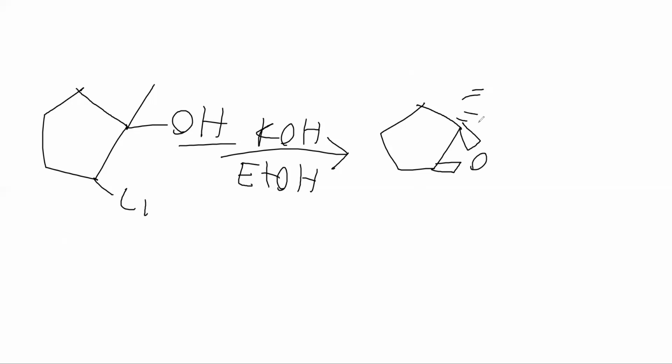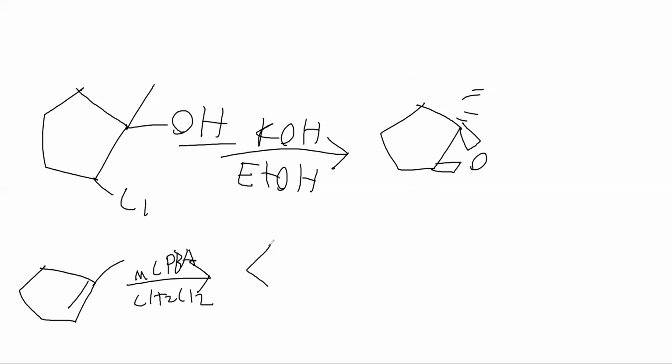We talked about one way to form an epoxide earlier. That was starting from a double bond, use MCPBA and CH2Cl2, and that would lead to an epoxide. But this also leads to an epoxide, so you have an alcohol and a chlorine, and you react it with a base and ethanol, and that leads to the epoxide.